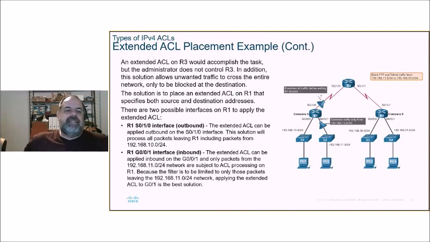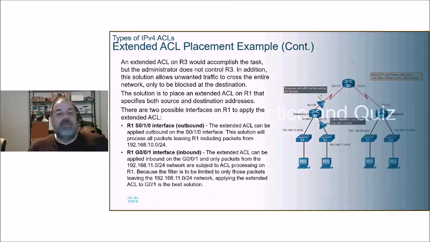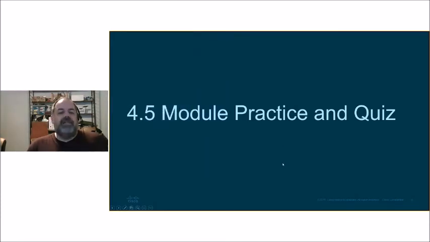An extended ACL on R3 would accomplish the task, but the administrator does not control R3. In addition, this solution allows unwanted traffic to cross the entire network only to be blocked at the destination. So you could have done it on R3, but that's crazy talk. R1 G0/0/1 is the best solution because it's as close as possible to the source for an extended ACL. Okay, so that is the end.